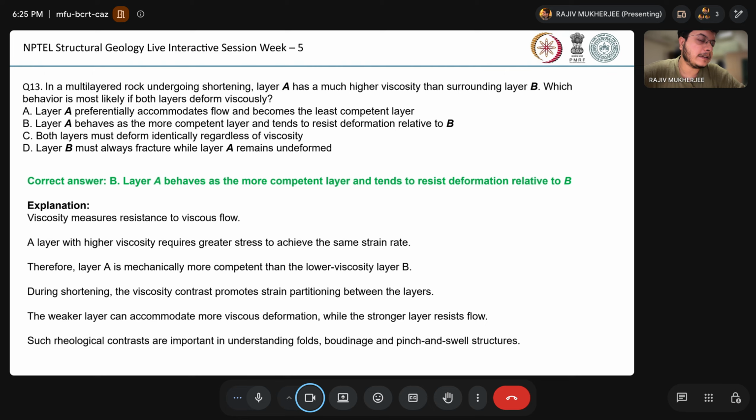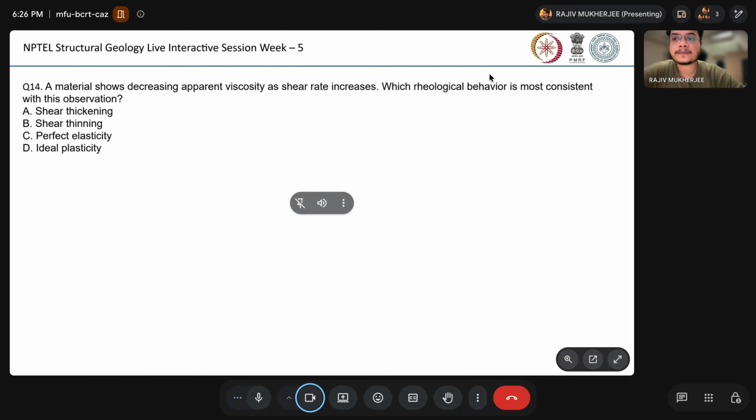So the relative competence of different layers would actually dictate whether the same configuration would undergo folding or boudinage or pinch and swell structure. Same configuration, same composition in fact, but the competency contrast can switch and therefore the deformation mechanism as well, right? Okay, so this was question number 13. So let us move on to question number 14.